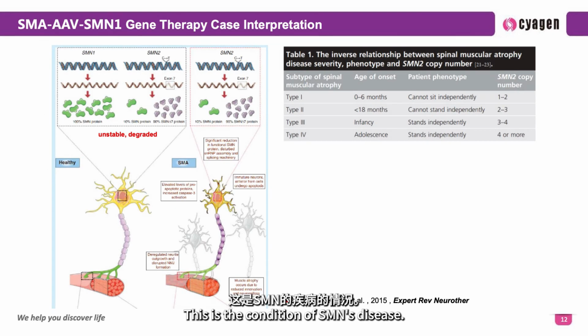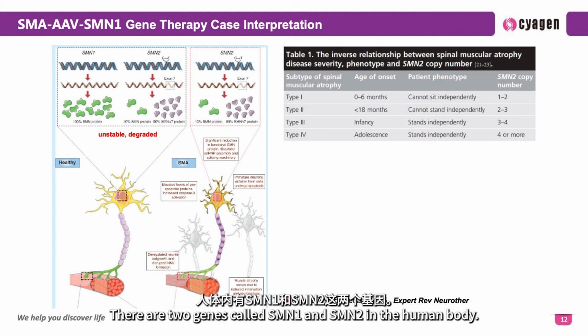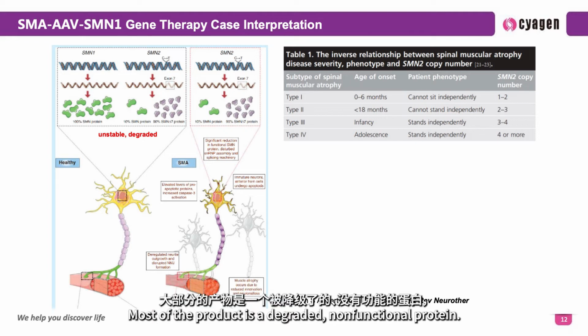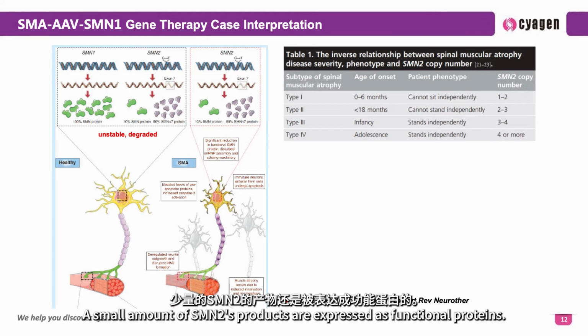This is the condition of SMN's disease. There are two genes called SMN1 and SMN2 in the human body. Normally, there is a base difference between SMN2 and SMN1, which causes exon 7 to skip when the gene is expressed. Most of the product is a degraded, non-functional protein. A small amount of SMN2's products are expressed as functional proteins.